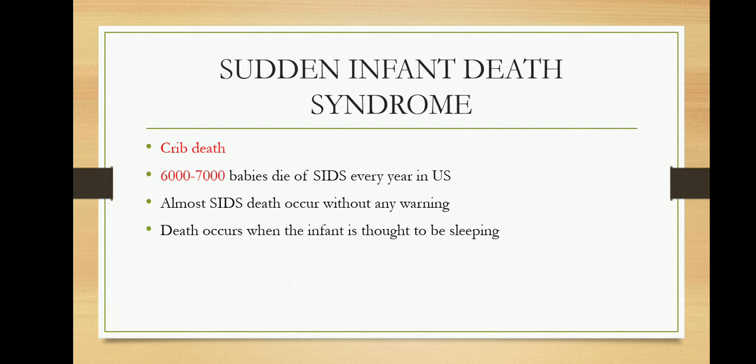Then sudden infant death syndrome. It's also called crib death. Sudden infant death syndrome is an unexplained death, usually occurring during sleep. It's called crib death because infants die in their cribs. 6,000 to 7,000 babies die of SIDS every year in the US. Almost all SIDS deaths occur without any warning.